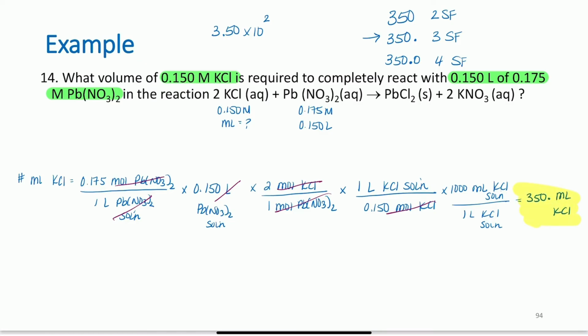So it would take 350 mils of KCl to completely react and precipitate out all of this lead as lead 2 chloride.